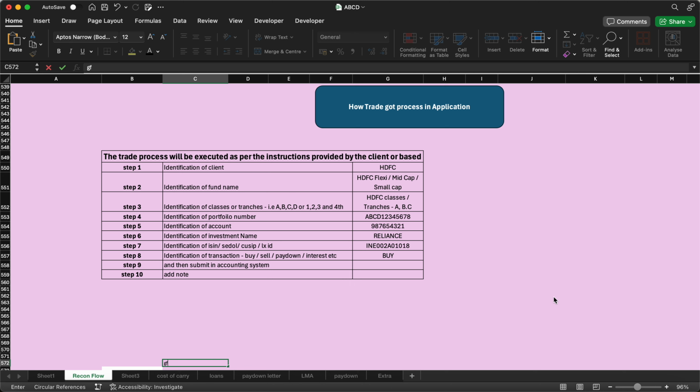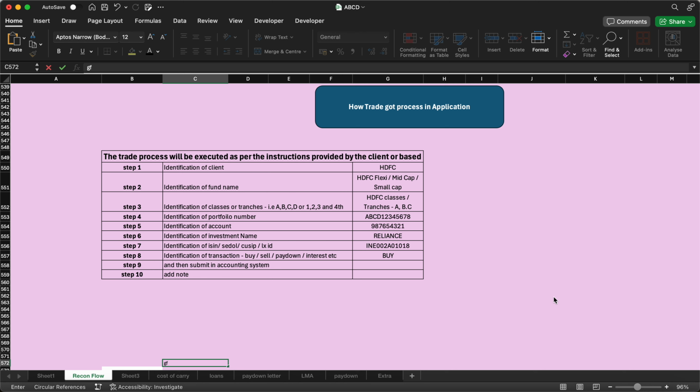Step one is identification of the client. When you are working in trade processing, in the back office, or in the front office where the booking of a trade is done, first is identification of the client. The client is HDFC here. The second step is identification of the fund name. Which fund is it, like HDFC Flexi, Midcap, Small, Large, or maybe the S&P 500 Index? Identification of the fund is important.